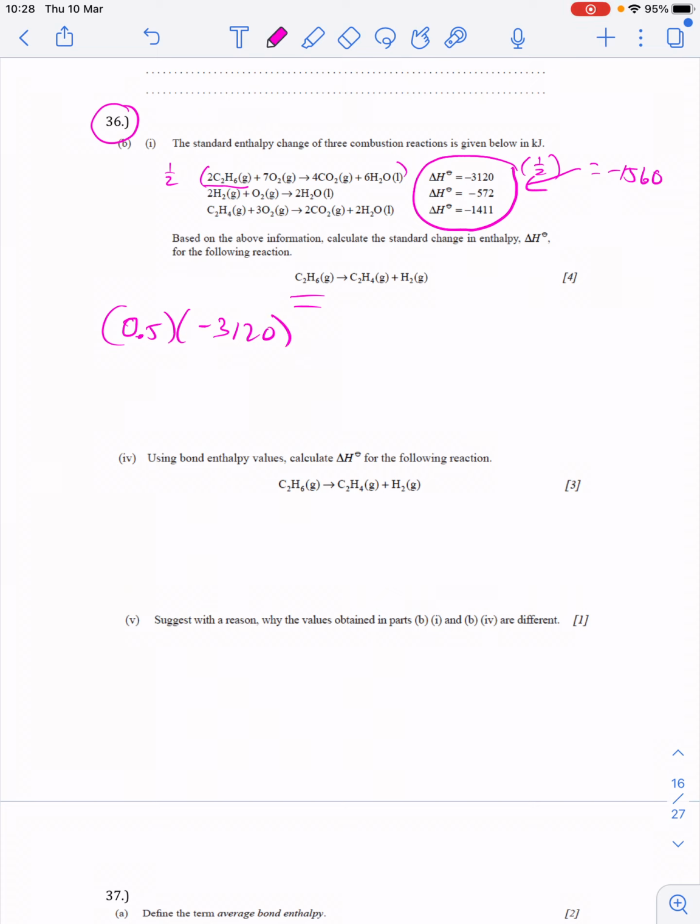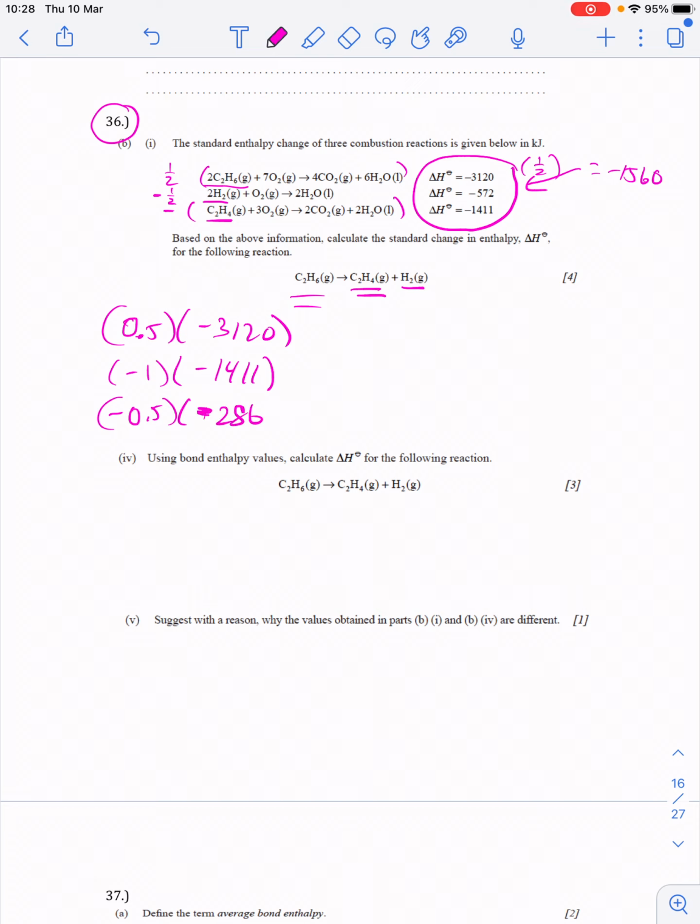Okay, next I want to find C2H4. I need to make sure it's on the product side and there's one of it. I find it here, it's on the reactant side and there's one of it. So I'm going to flip this equation, reverse it. So minus 1 times negative 1411. And then H2, I need one of it on the right. Up here I have 2 of it on the left. So I need to both half it and flip it. I'm allowed to do multiple things. So I need to multiply by minus 0.5 for this one.